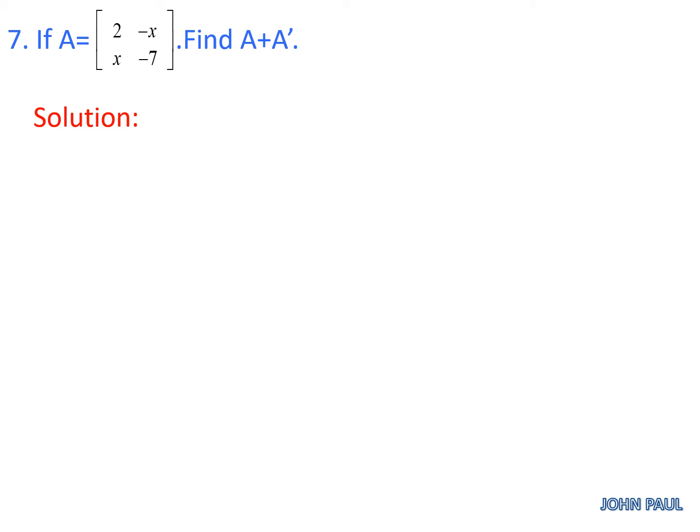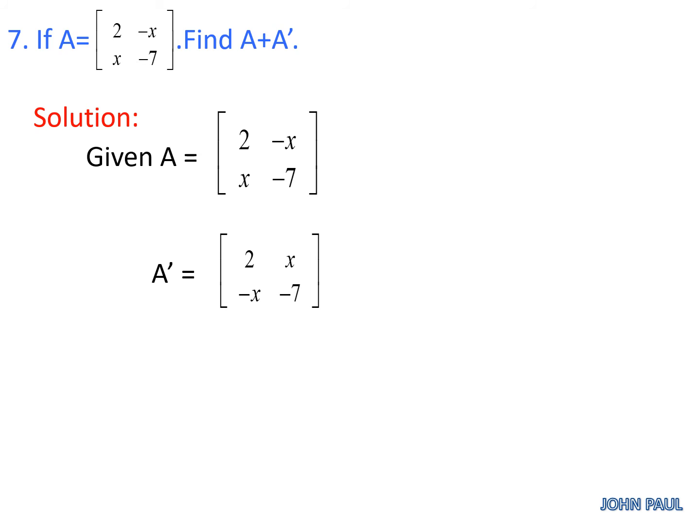Seventh one, if A is equal to 2 minus x, x minus 7, find A plus A transpose. Solution, given A equal to, find the A transpose. We know that to change the rows to columns, like the first row to the first column, second row to the second column.